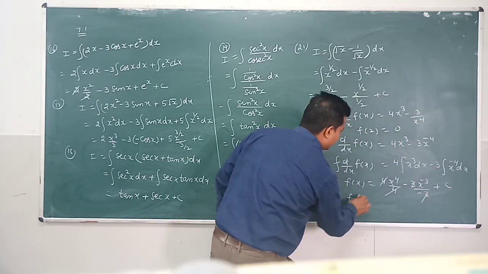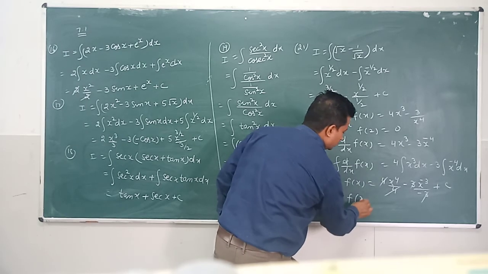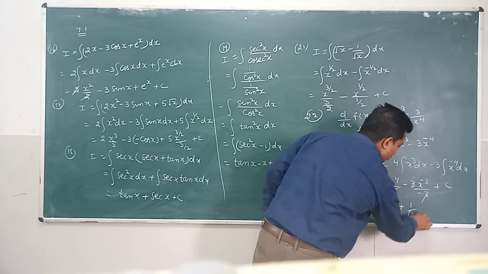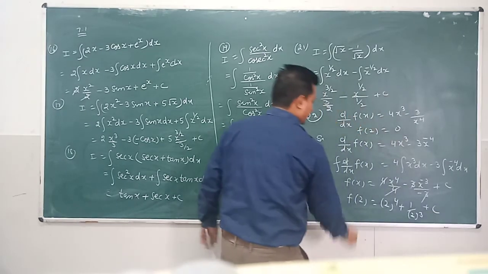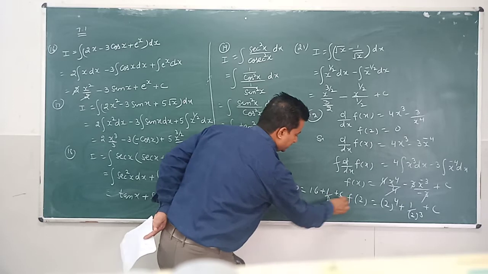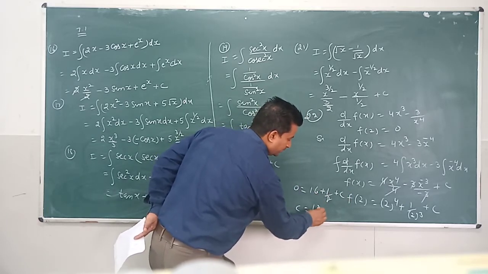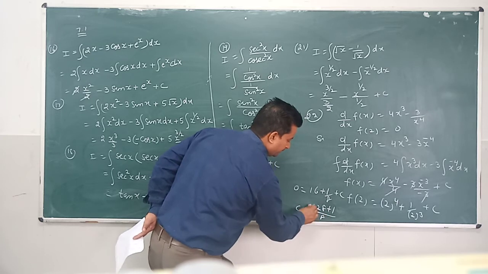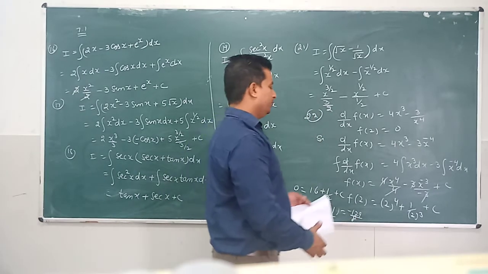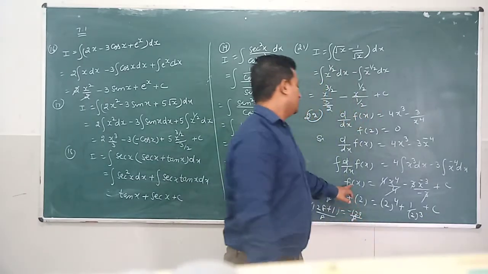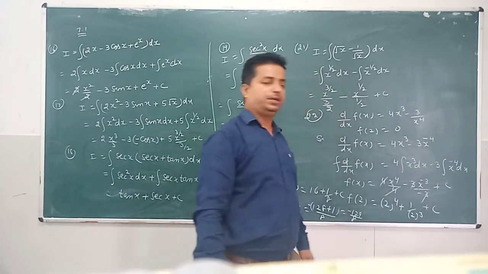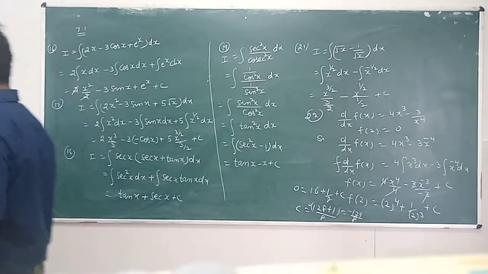So we put here x is equal to 2. So x is 2 to the power 4 plus 1 by 2 cube plus c. Here f(2) is 0, so it's 16 plus 1 by 8 plus c. So c is minus (128 plus 1) upon 8. Here is the negative sign, so c is minus 129 by 8. When we put the value of c here, the value of f(x) is x to the power 4 plus x to the power minus 3 minus 129 by 8. This is the value of f(x).